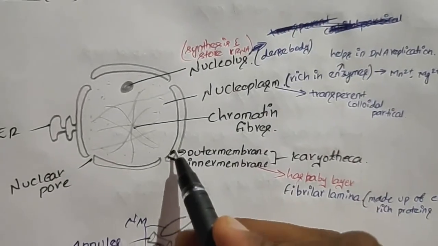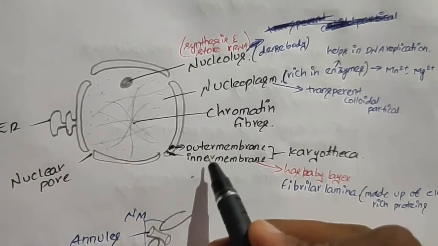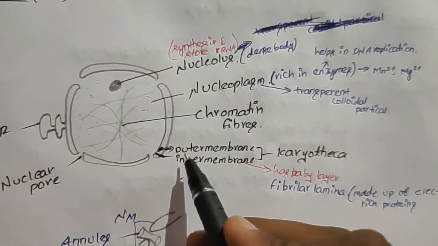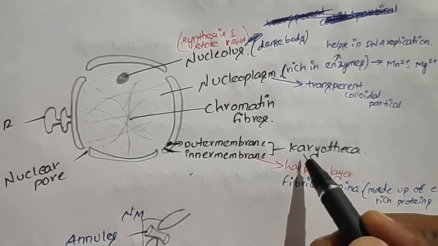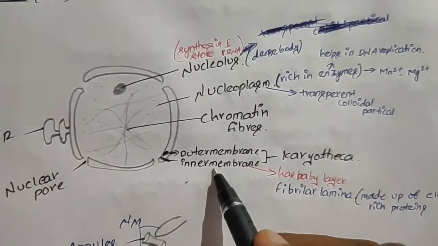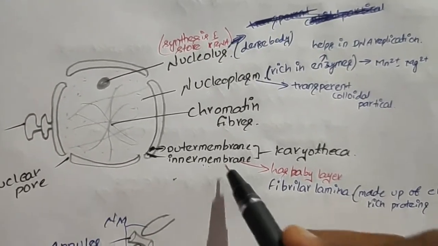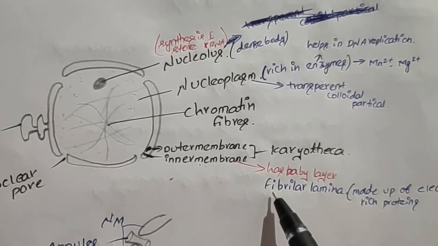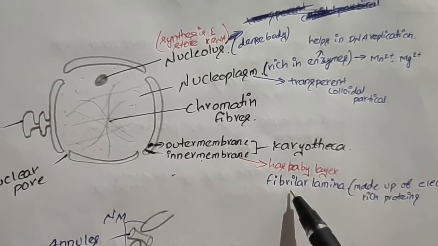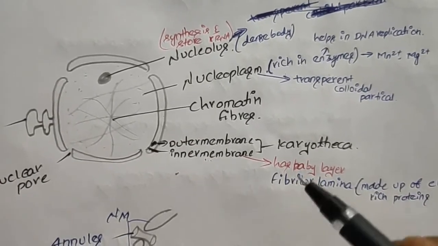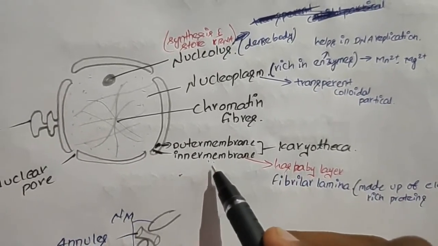The nuclear membrane of the nucleus has two layers, the outer membrane and the inner membrane. The outer membrane and inner membrane together are known as the karyotheca. Karyo means nucleus. On the inner layer there is another layer present, known as the fibrillar lamina, which is made up of electron-rich proteins. This fibrillar lamina acts as a supportive layer to the inner membrane.